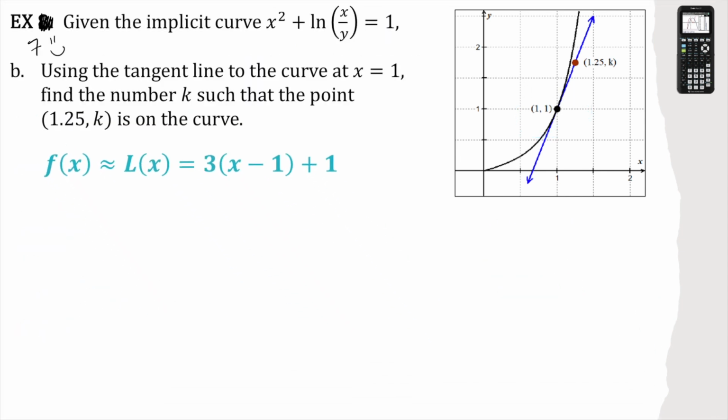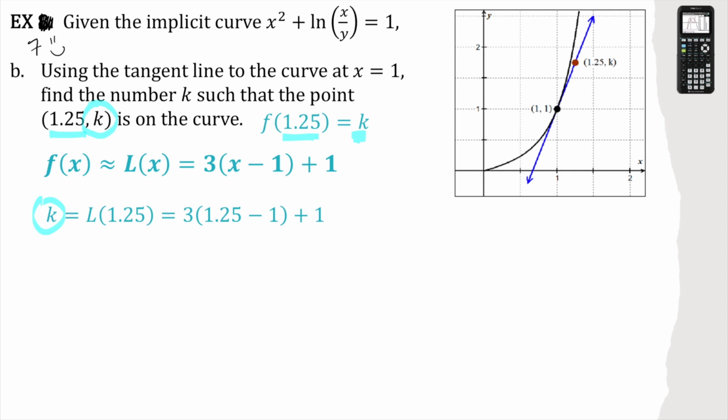Using the tangent line to the curve at x equals 1, find the number k such that the point (1.25, k) is on the curve. What? Well, k here is a y value, yeah? And 1.25 is an x value. So what we're looking for is where is f of 1.25 equal to k? Oh, well, that's not too bad. We just set k equal to the line at 1.25. And we get k equals 1.75.